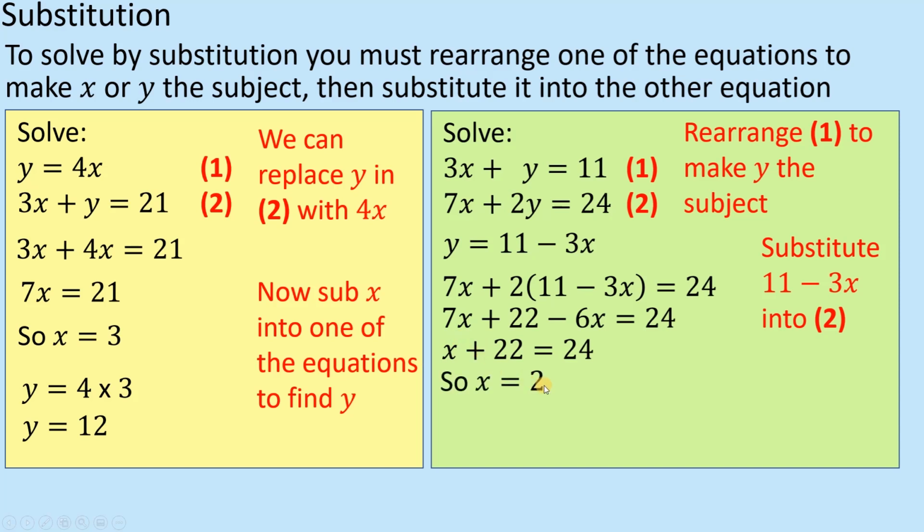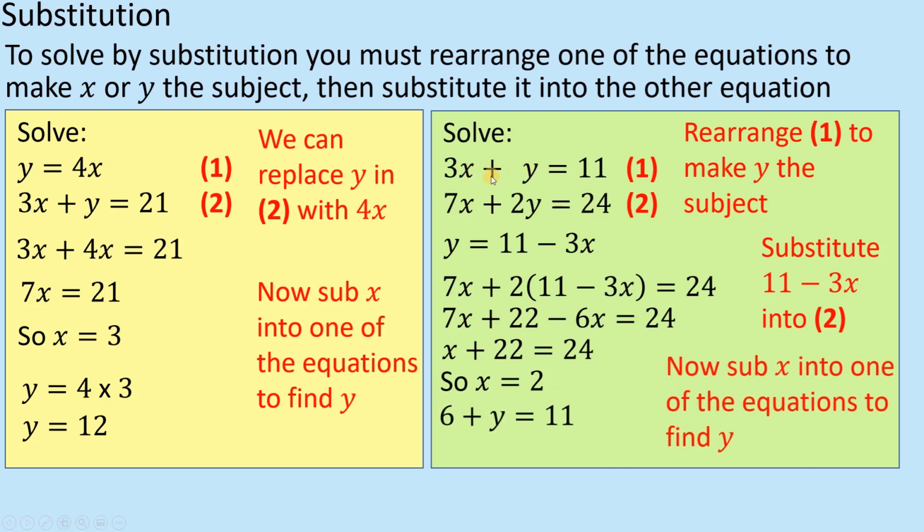As we did with the rest of these equations, when we're solving simultaneously, we need to find the value of y also. So we'll substitute this value of 2 into, ideally, the top one, which looks like the easiest. 3 times 2, which is 6, plus y equals 11. Take away 6 from both sides, and therefore y is going to be 5. So there you go, that's substitution for you.